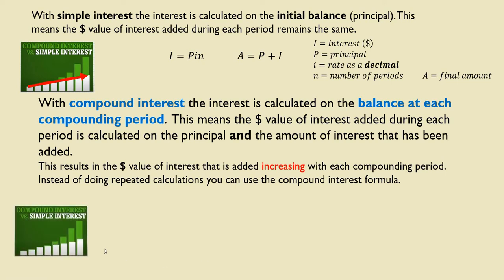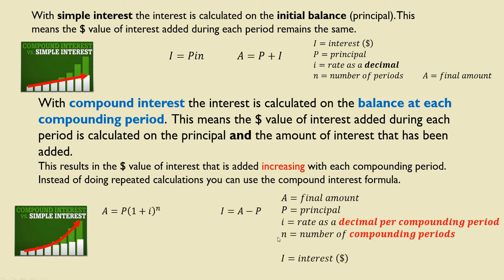So it's increasing with each compounding period compared to the straight line graph we had with simple interest, because the interest that's added on here is calculated on the balance of the previous term and so forth. Now you could do repeated calculations to find that amount of interest, but if, for example, it was compounding monthly for 12 years, that would mean you'd have to do 144 calculations. So we have a compound interest formula. Now you can see that the components are the same as with the simple interest formula, but there are some significant differences.